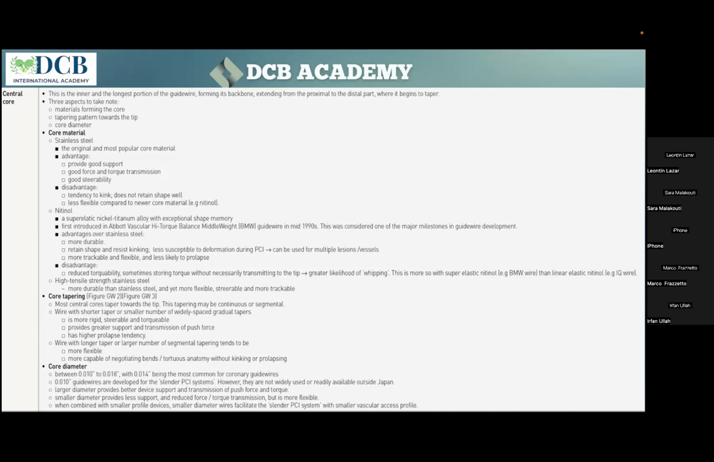First, the central core, which is the inner portion of the guide wire forming the backbone. In this case, there are three main principles that must be taken into consideration. First of all, the core diameter, which is not so important because most of the wires are 0.014. But there are two other specifications of the guide wires which we should talk about. First, the core material, which can be stainless steel, which provides good support and good force and torque transmission, but has the disadvantage of kinking and being less flexible.